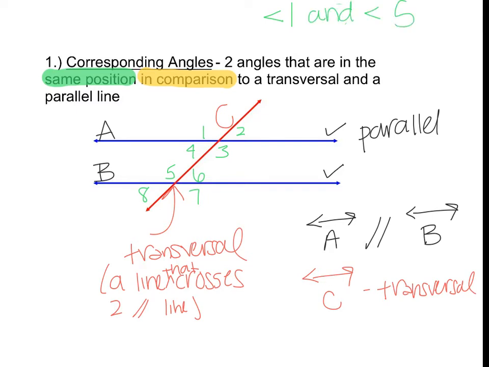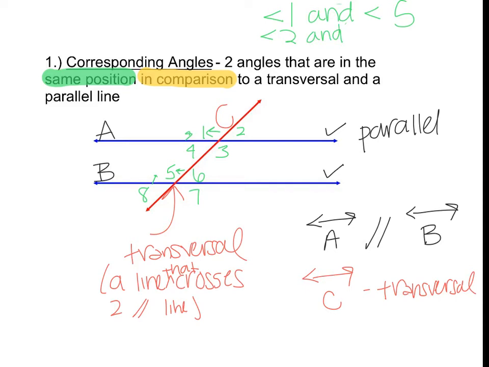Angle 1 and angle 5 are corresponding because both of them are on the left of the transversal and both of them are above a parallel line. So they're in the same position when we compare them. Let's look at angle 2. Angle 2 is corresponding with what angle?